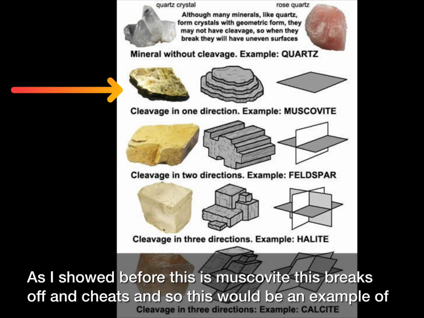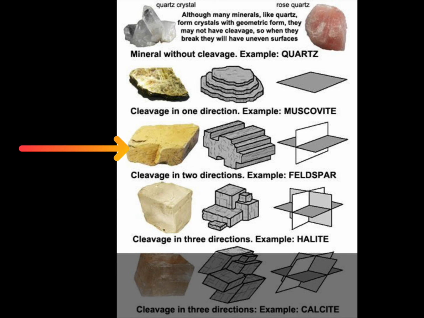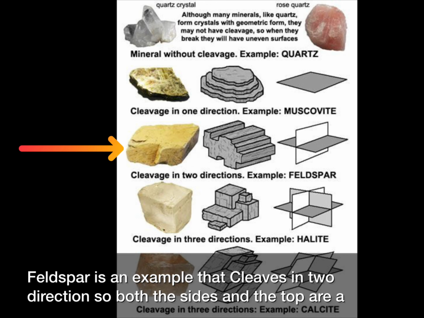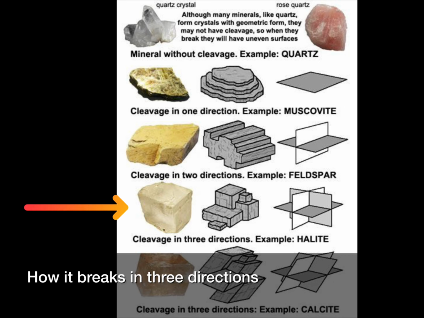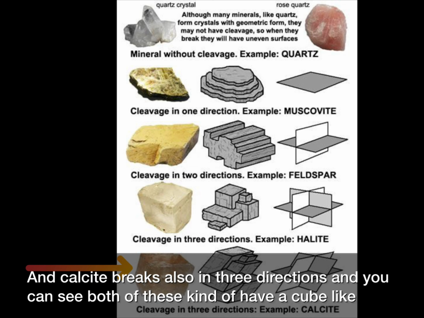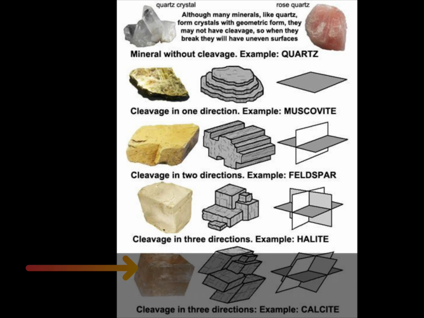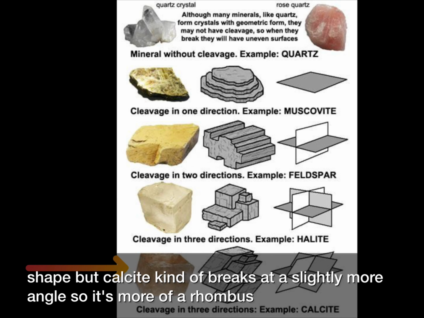As I showed before, this is muscovite. This breaks off in sheets, and so this would be an example of a single plane. Feldspar is an example that cleaves in two directions, so both the sides and the top are smooth. Halite breaks in three directions, and calcite breaks also in three directions. And you can see both of these kind of have a cube-like shape, but calcite kind of breaks at a slightly more angle, so it's more of a rhombus.